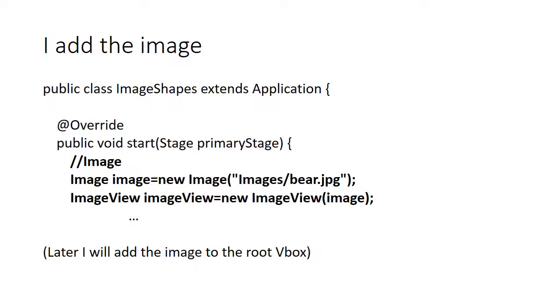I add the bolded section of code, which is what I need to do to add an image. Now later in this example, I will add the image to the root VBox, which is the actual pane that we're using on the stage.